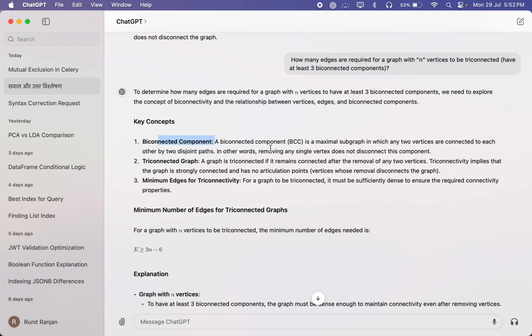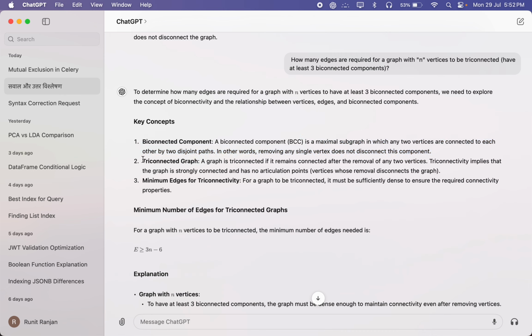So coming to the ChatGPT answer. A biconnected component is a maximal subgraph in which any two vertices are connected to each other by two disjoint paths. In other words, removing any single vertex does not disconnect the component. So biconnected means if you have more than one vertex, and those vertices are connected to each other, then if you remove a single vertex, it should not disconnect the graph.